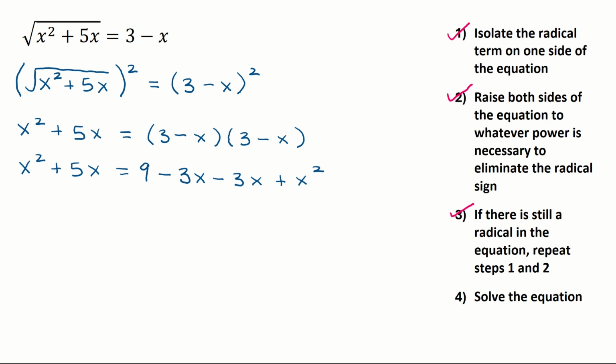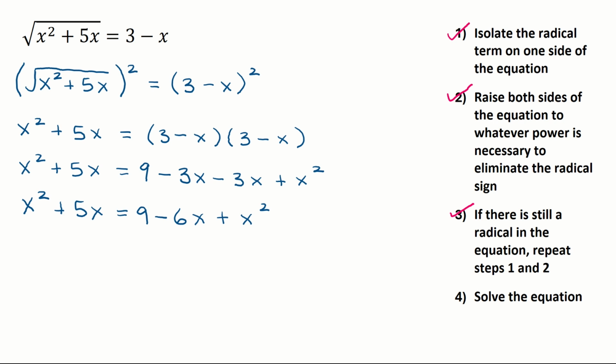And then we get to the last step, which is solve the equation. So we're going to solve the equation by putting everything with an x on one side and all of the numbers on the other side. But let's simplify this a little bit first. So we have x squared plus 5x is equal to 9, negative 3x minus 3x is equal to negative 6x, and then we are adding x squared to that.